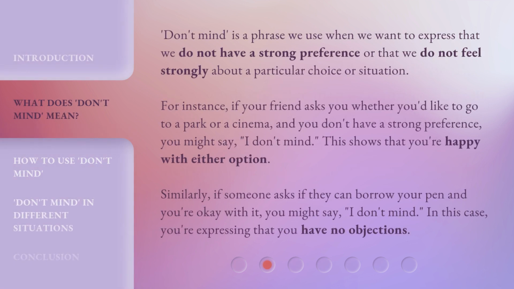Don't mind is a phrase we use when we want to express that we do not have a strong preference or that we do not feel strongly about a particular choice or situation. For instance, if your friend asks you whether you'd like to go to a park or a cinema, and you don't have a strong preference, you might say, I don't mind. This shows that you're happy with either option. Similarly, if someone asks if they can borrow your pen and you're okay with it, you might say, I don't mind. In this case, you're expressing that you have no objections.